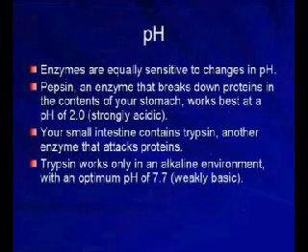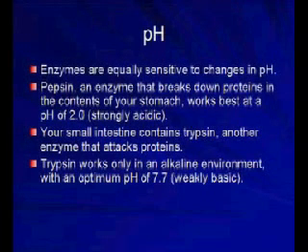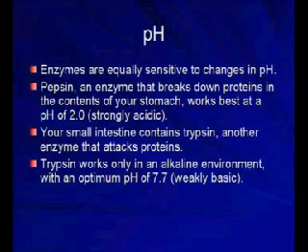Enzymes are equally sensitive to changes in pH. Pepsin, an enzyme that breaks down proteins in the contents of the stomach, works best at a pH of 2.0, which is strongly acidic. Your small intestine contains trypsin, another enzyme that attacks proteins. Trypsin works only in an alkaline environment with an optimum pH of 7.7, which is weakly basic.